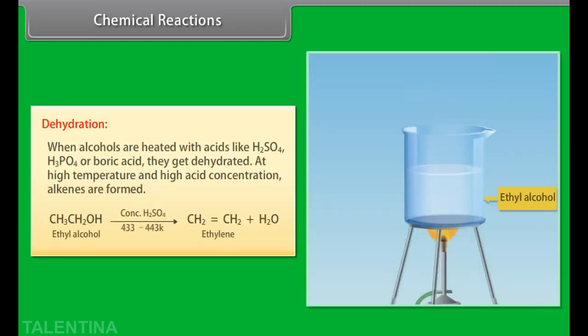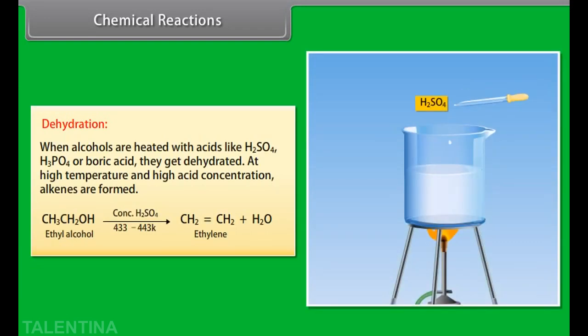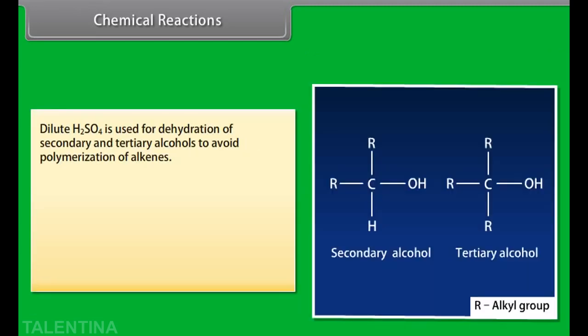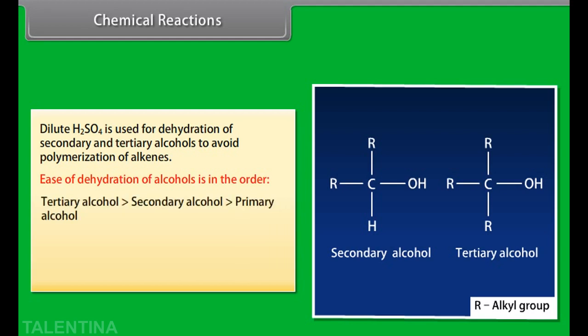Dehydration. When alcohols are heated with acids like sulfuric acid, phosphoric acid or boric acid, they get dehydrated. At high temperature and high acid concentration, alkenes are formed. Dilute sulfuric acid is used for dehydration of secondary and tertiary alcohols to avoid polymerization of alkenes. Ease of dehydration of alcohols is in the order tertiary alcohol, followed by secondary alcohol, and then primary alcohol.